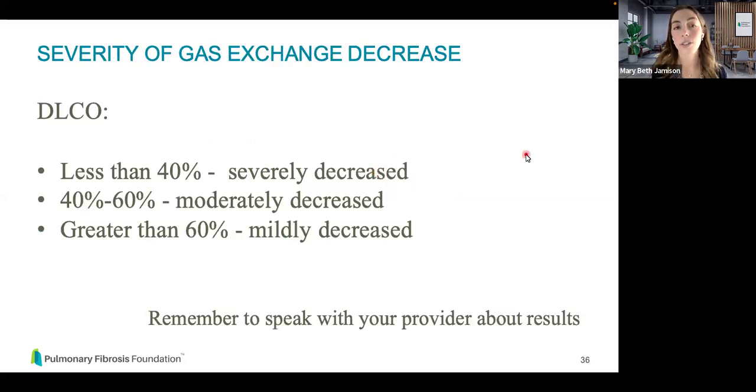So you can grade the severity of the gas exchange decrease. Less than 40% would be a severe decrease, 40 to 60% moderate, and greater than 60% would be a mild decrease. There are a lot of things that can affect the DLCO, so that can change it. So we want to make sure we're talking to our provider about these results.